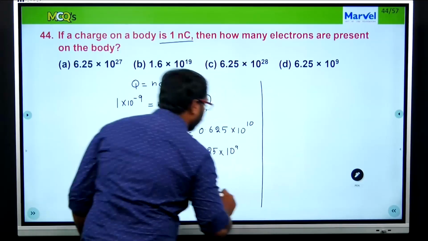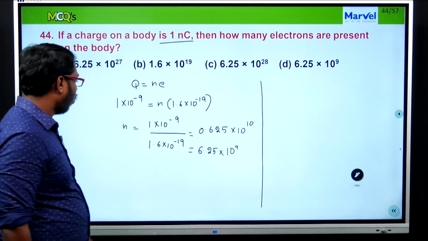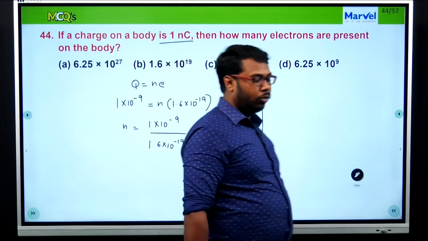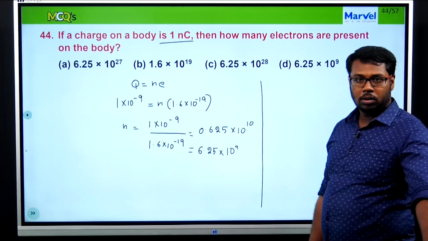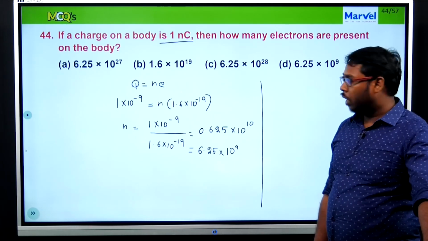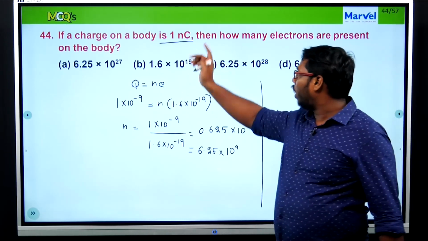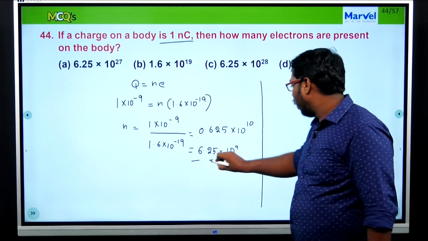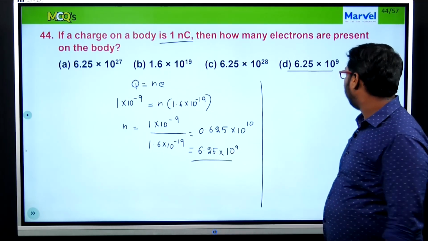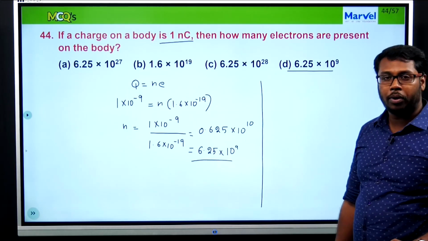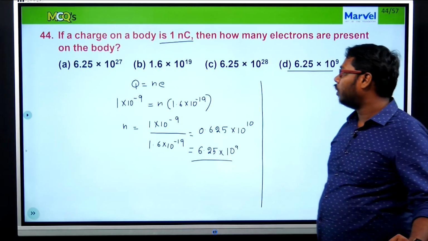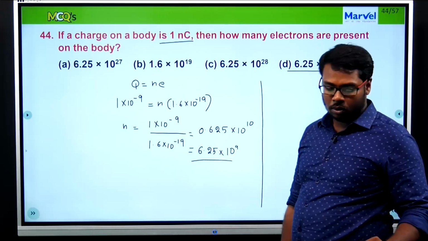So this is what it is. It's a straightforward question. What you have to do is find the number of electrons that together are required to form 1 nanocoulomb of charge, and we have found that 6.25 × 10^9 electrons are required to do that. So this is an easy and straightforward question.